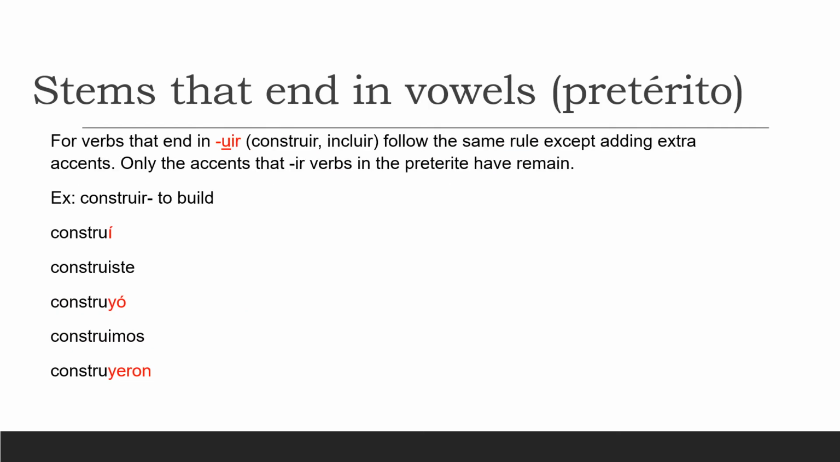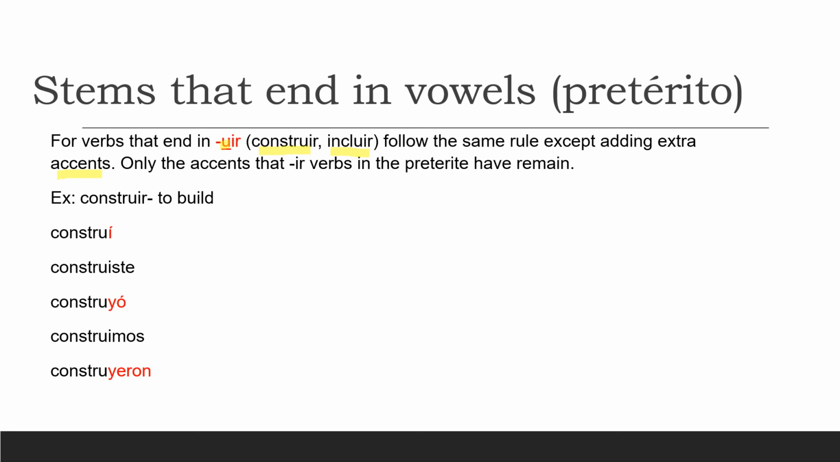Now, these stems also end in a vowel in the preterite. They are IR verbs, but it's a U. So in this case, like the verb construir, which is a verb we are learning now, or incluir, which means to include, they follow the same rule except for the extra accents. They do not receive an accent mark. They only receive an accent mark over the yo form, which every regular IR verb receives, and the O in the él, ella, usted form. But the other I's do not receive an accent mark.